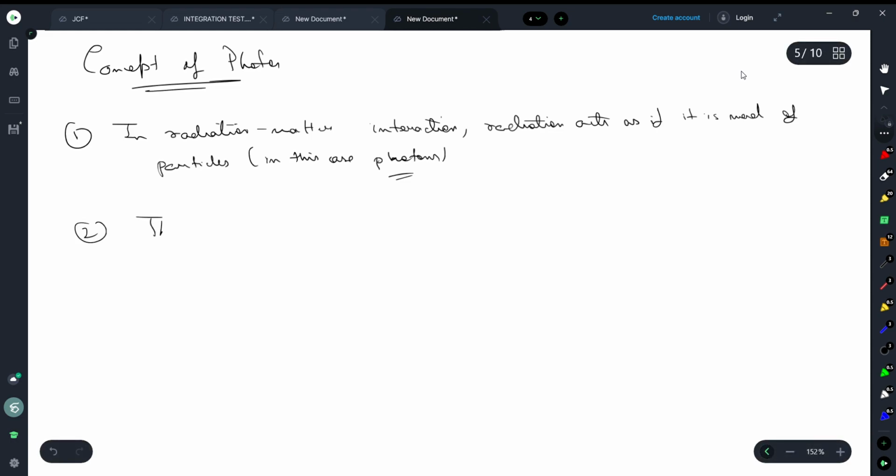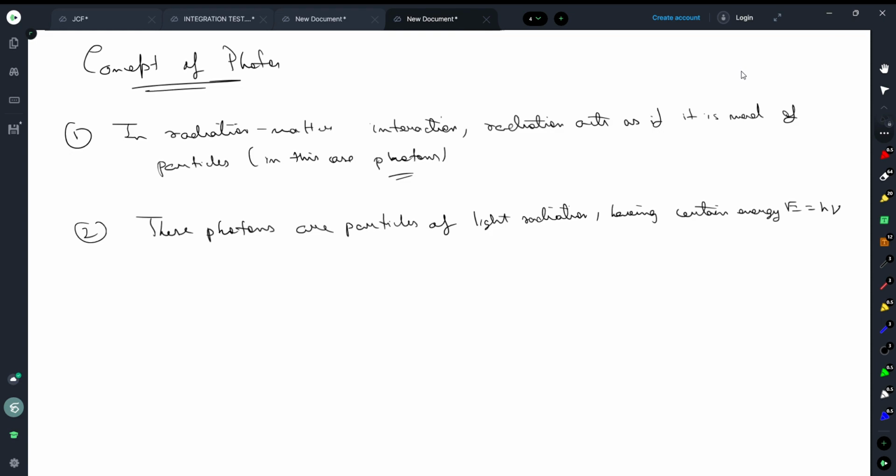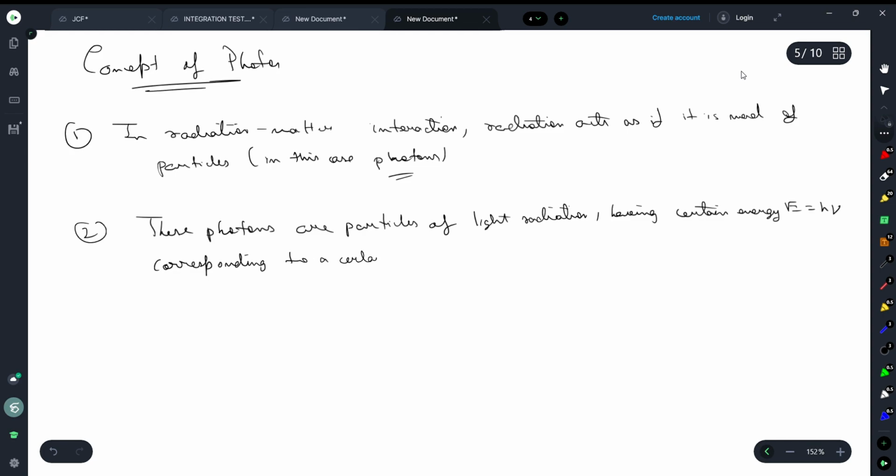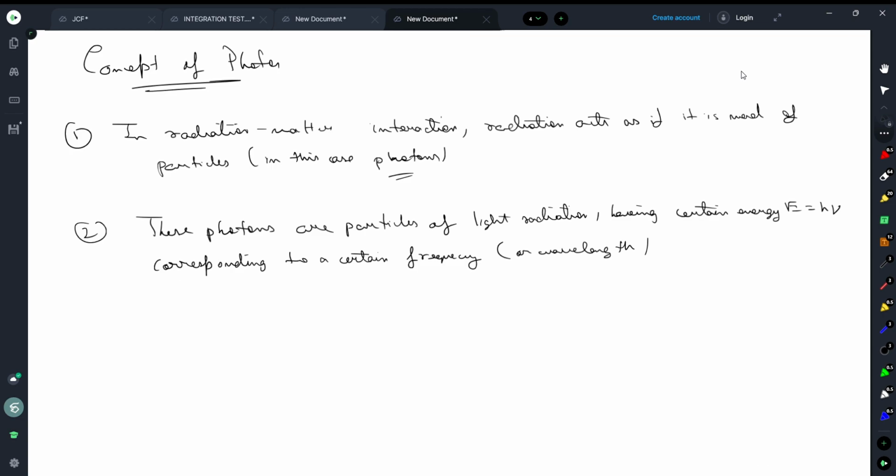Number two, these photons are particles of light radiation, having certain energy E equals h nu, corresponding to a certain frequency or wavelength.